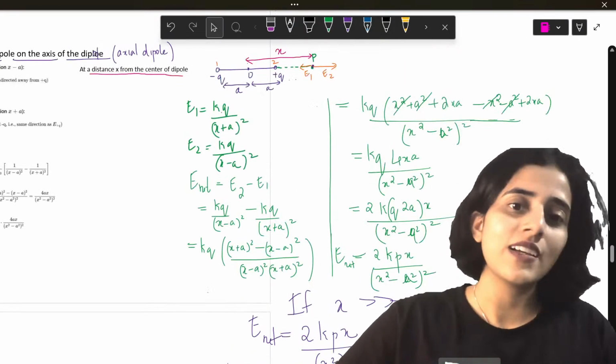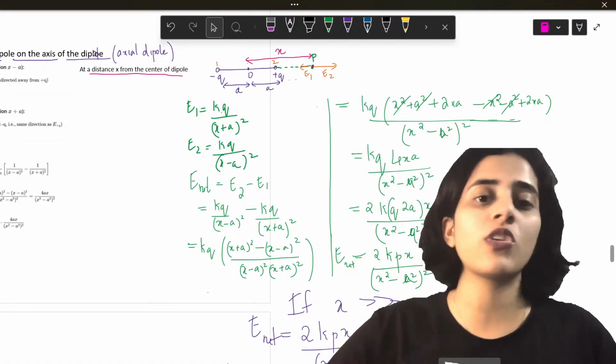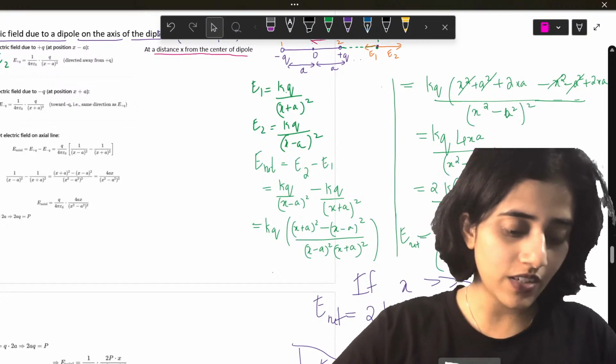Okay, this is a very important derivation, students. And the diagram is very important. Without the diagram, you will not get marks here. All right.